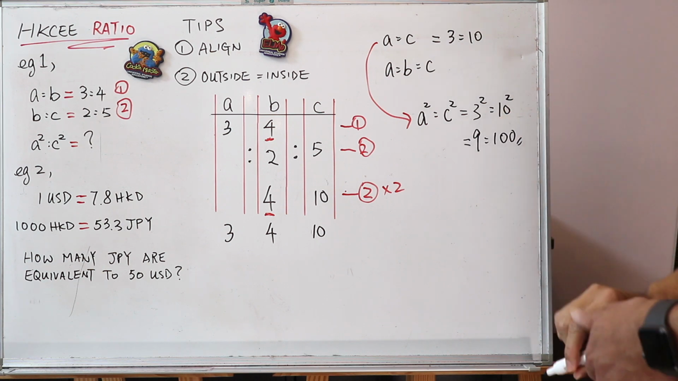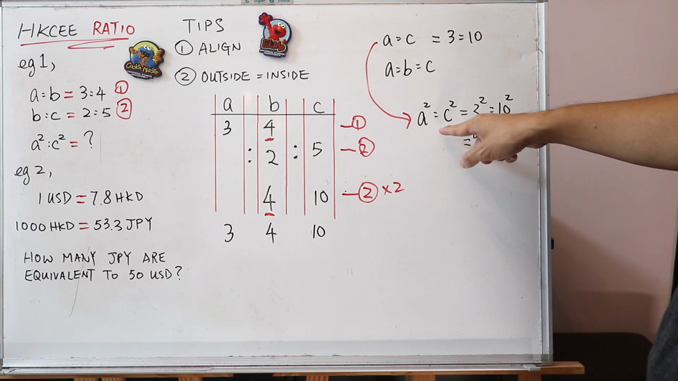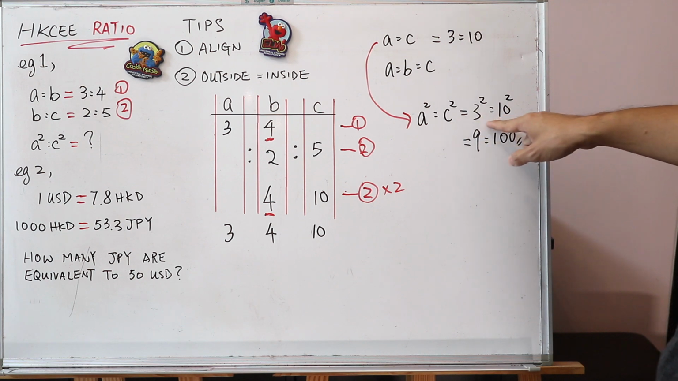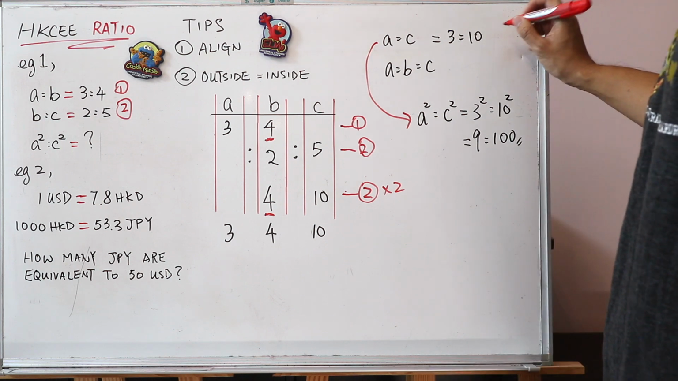If you have a hard time understanding how I can find the ratio of A squared to C squared by simply squaring 3 and 10, I can show you quickly. The proportion statement can actually be written in two formats.